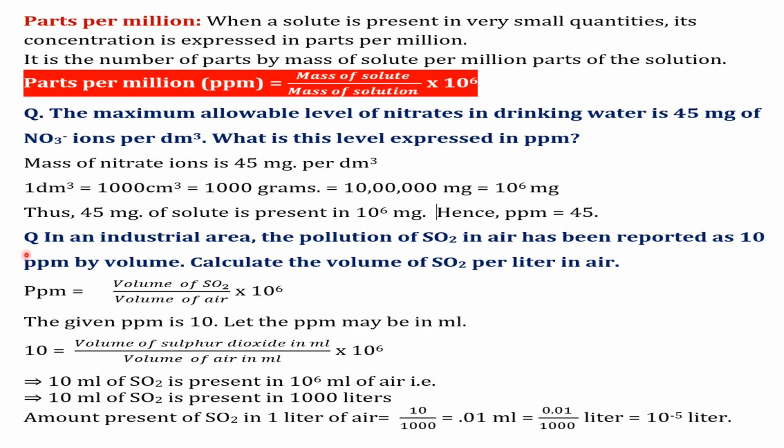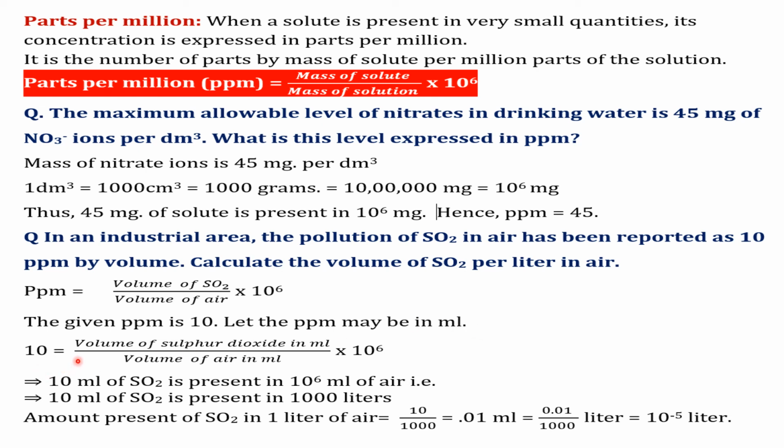Now let us work out one more problem. In an industrial area, the pollution of SO2 in air has been reported as 10 ppm by volume. Calculate the volume of SO2 per liter in air. Here in this problem, the solute is given as SO2 and it is given as a volume. So ppm is equal to volume of SO2 by volume of air into 10 power 6. The given ppm is 10. So let the ppm be in milliliters. We can take liters also.